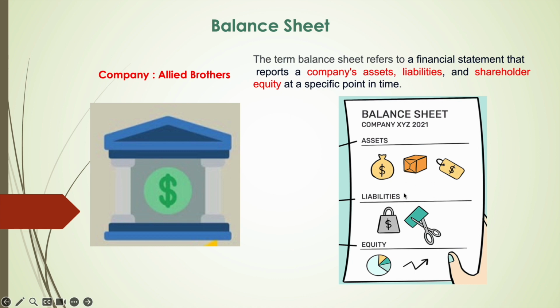Shareholders' equity. Shareholders' equity, also known as owner's equity or net worth, may consist of various components, including common stock, retained earnings, and additional paid-in capital. The balance sheet follows the fundamental accounting equation. Equity is equal to assets minus liabilities. This equation must always balance, ensuring that a company's assets are financed by either borrowing, liabilities, or ownership, shareholders' equity. The balance sheet provides valuable insights into a company's financial position.